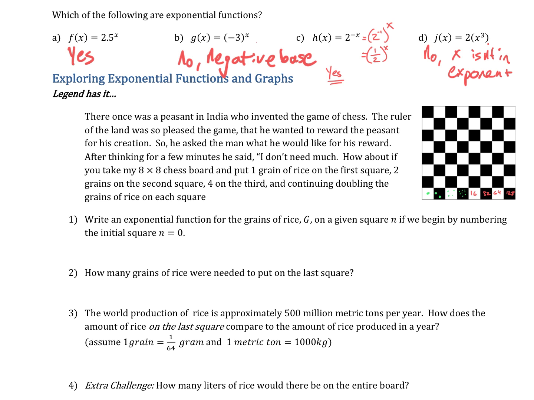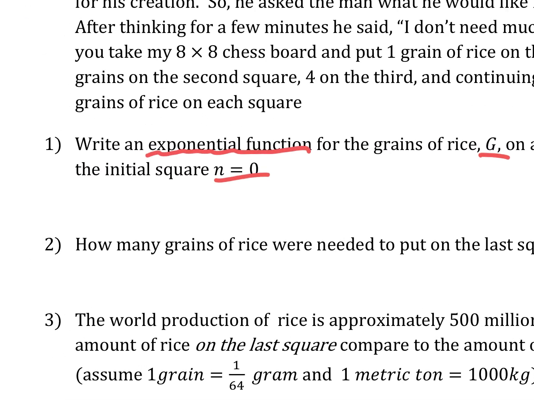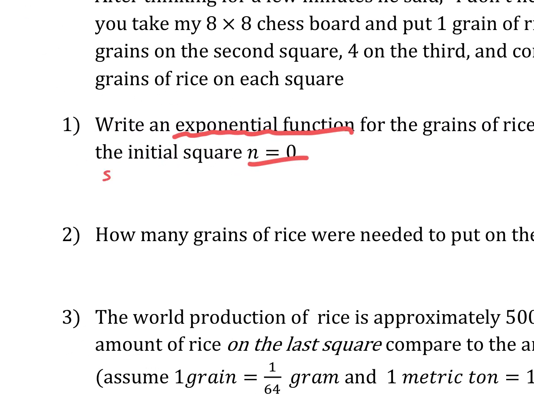All right, so let's start by writing an exponential function for the grains of rice g on a given square, and we're going to start the first square at square 0. It works a little easier this way. You'll see why. So let's make a little table real quickly: square, and rice on that square.